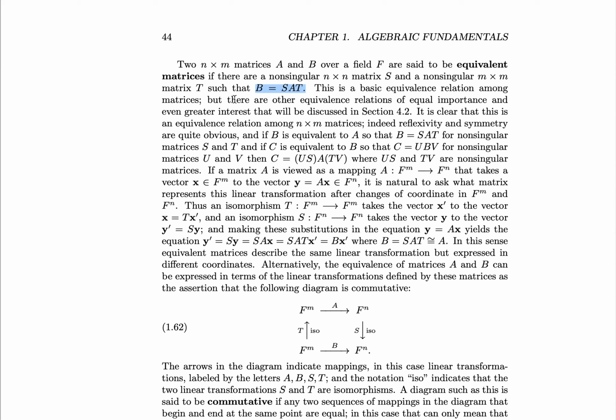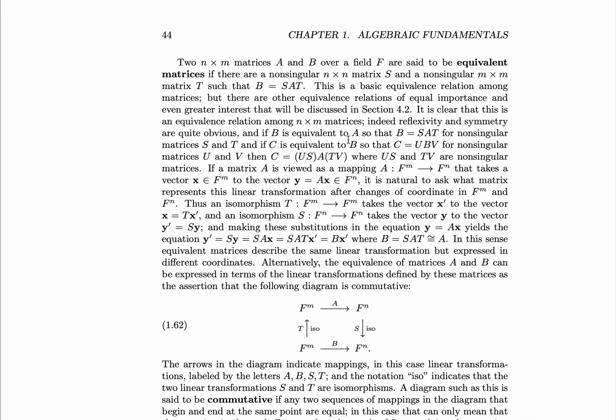To check this equivalence relation, we must show that it is reflexive, symmetric, and transitive. Clearly, we have reflexivity and symmetry. To show that matrix A is equivalent to itself, we let S and T simply be the identity matrix of the appropriate sizes. And for symmetry, we take the inverses since S and T are non-singular. And so we take inverses and then we have the correct form.